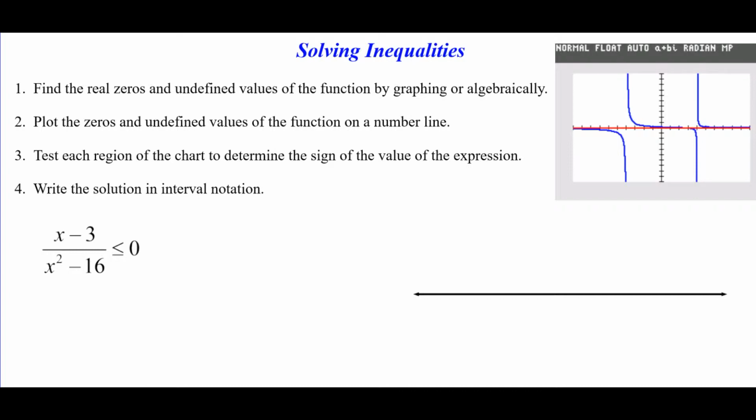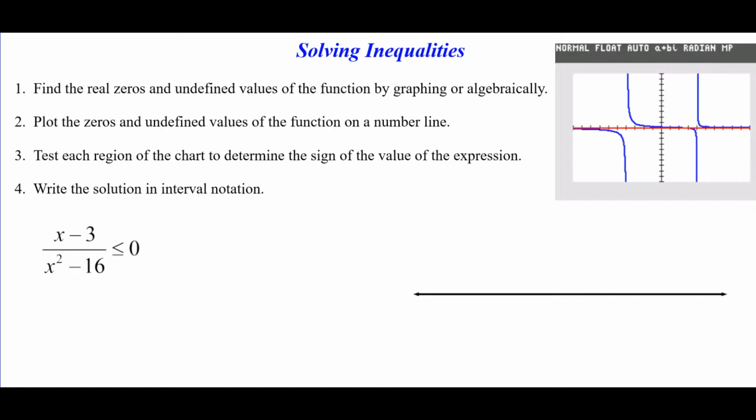For the inequalities here, what we want to do is just expand upon the process we use with the polynomial inequalities. So we want to find the real zeros and the undefined values of my function. Remember, for a rational function, that's going to be where my denominator values are 0. If I have a radical, it would be what would make the expression under the radical a negative value. So you just have to think about your function and where it might be undefined.